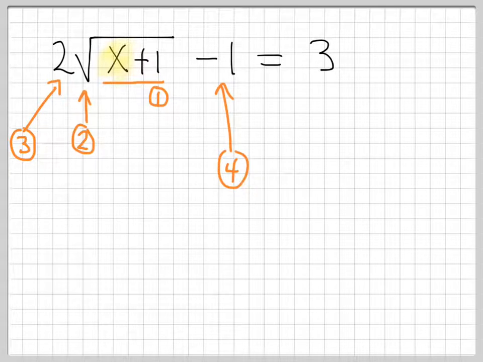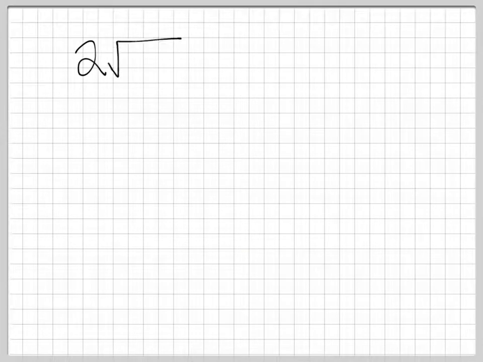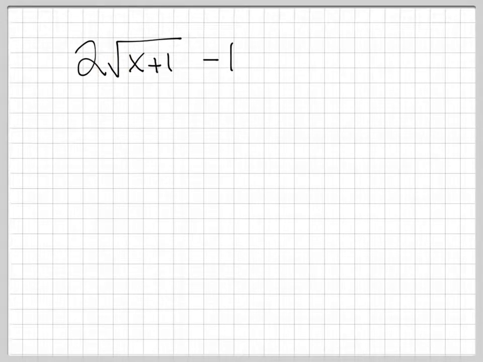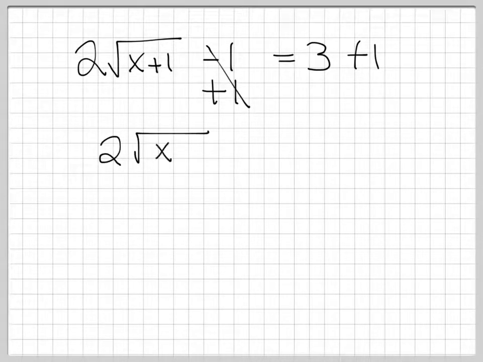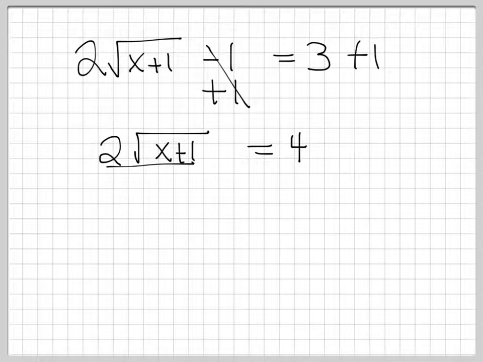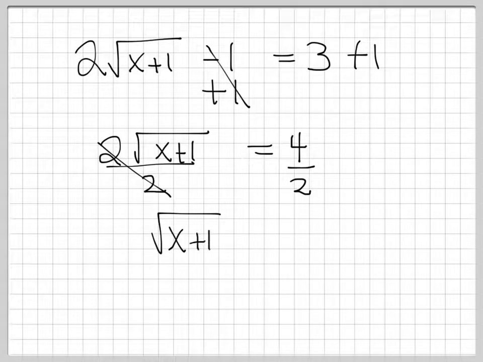And so what we're going to do is undo those things in backwards order. The first thing we have to do is get rid of subtracting 1. So we take our 2 radical x plus 1 minus 1 equals 3, and add 1 to both sides. We get 2 radical x plus 1 equals 4. Now look back. We've just crossed number 4 off our list, so now we got to do number 3, multiplying by 2. The opposite of that is dividing by 2. We get the square root of x plus 1 equals 2.